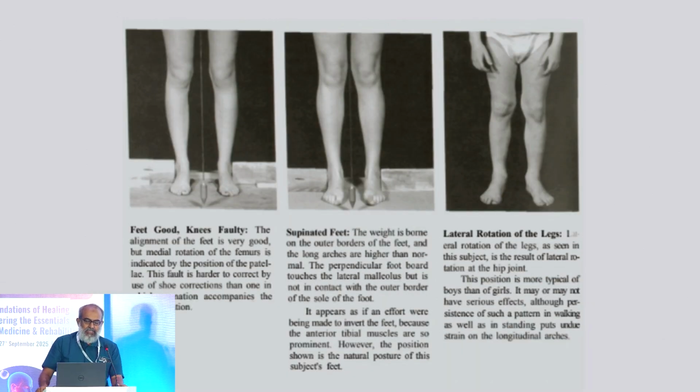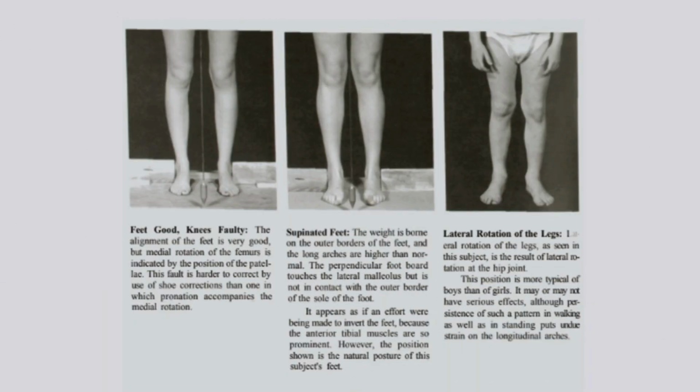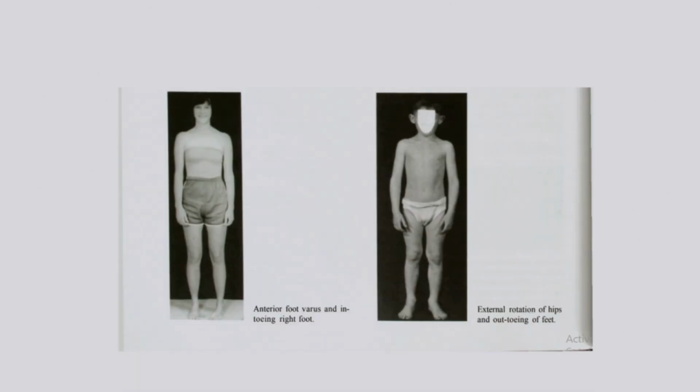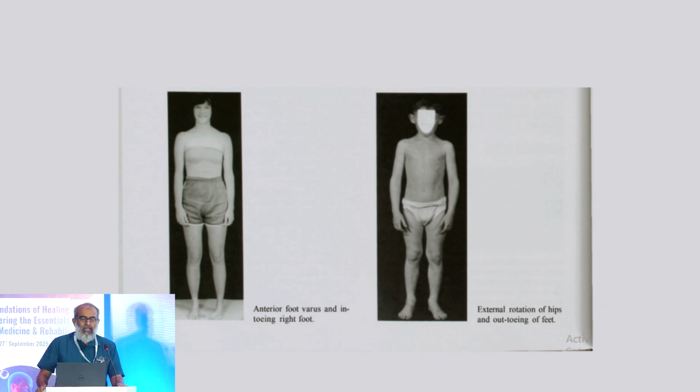And here you can see that the foot is almost okay in the first picture, but there is a knee, the patellae you can see are internally rotated, and then you can see a supinated foot where you can see the tibialis anterior standing out. And the third picture is actually externally rotated. It's from the hip onwards, that is the whole lower limb is externally rotated. You can see an intoeing as well as an external.